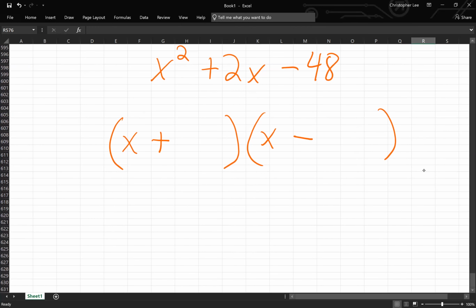I ain't gonna lie, I don't know. 8 and 6. That sounds about right. 8 and 6. That's true. And you notice how the larger number, the 8, is going to be positive, and the smaller number will be the negative.